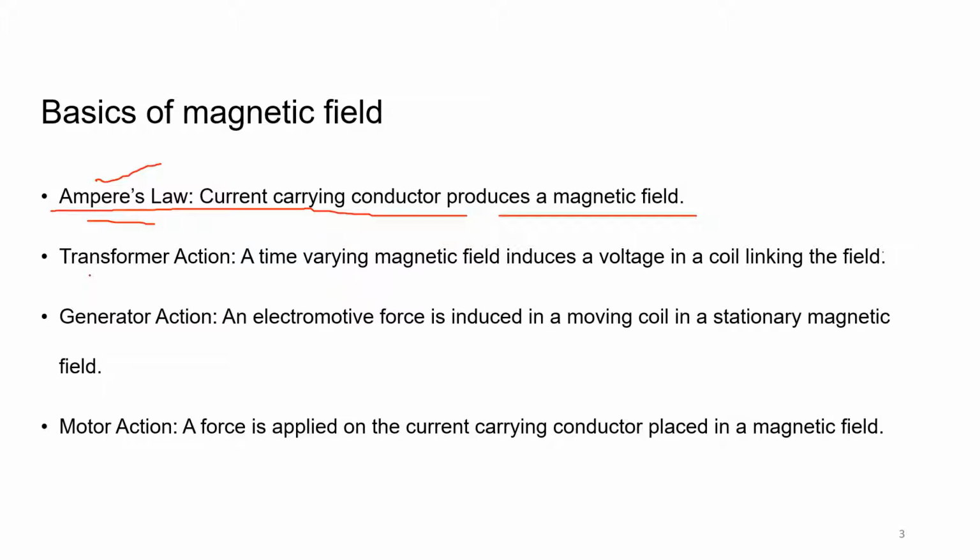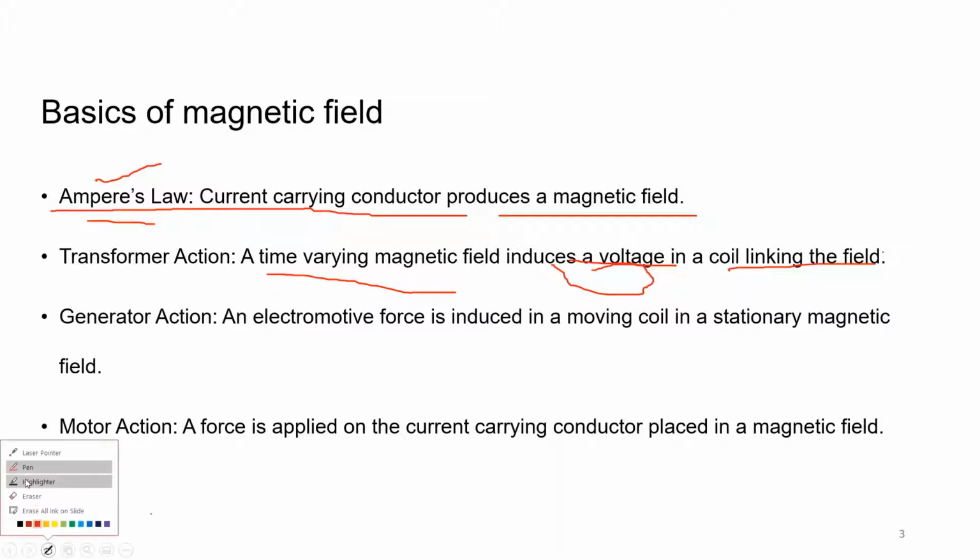So now we got the magnetic field. We pass some current, there is a magnetic field. If there is a change in magnetic field and you put a coil in that changing magnetic field, then a voltage will be induced. That is called transformer action.